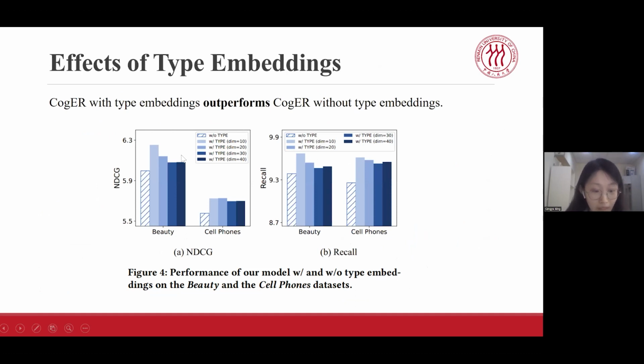Besides, we evaluate our model with and without type embeddings on 2 datasets. We also use type embeddings with different dimensions to explore how the dimension influences the model performance. And the results show that on both datasets, Cogger with type embeddings outperforms Cogger without type embeddings. Besides, as the dimension of type embeddings increases, there is a declining tendency of the recommendation performance of our model.